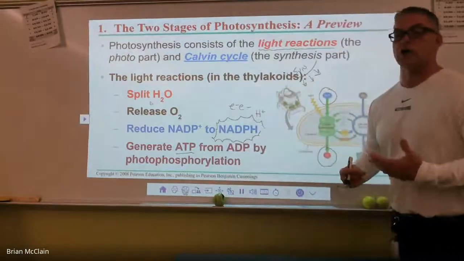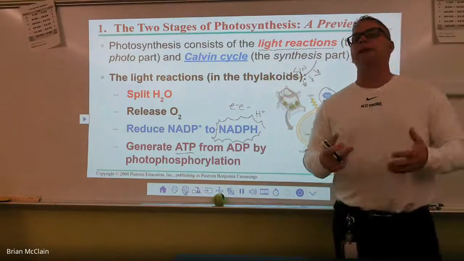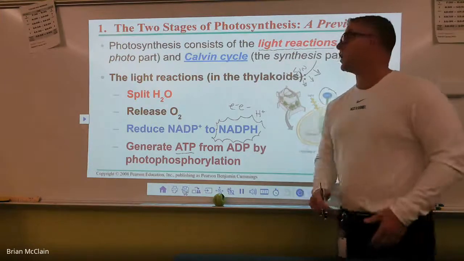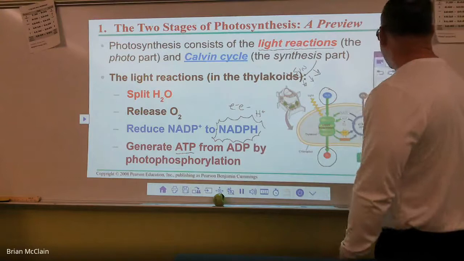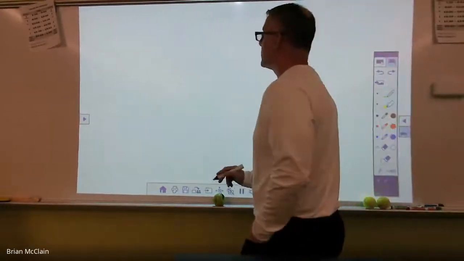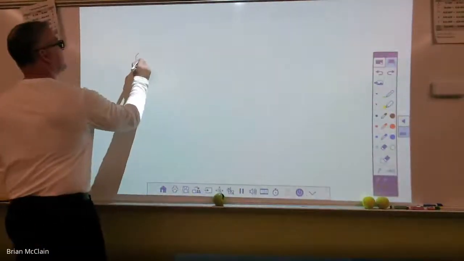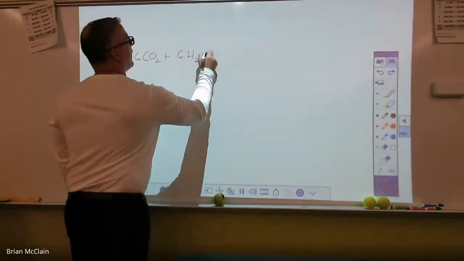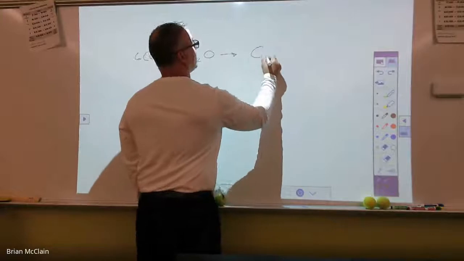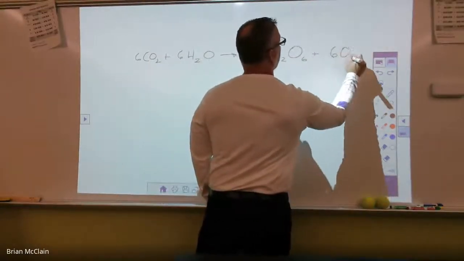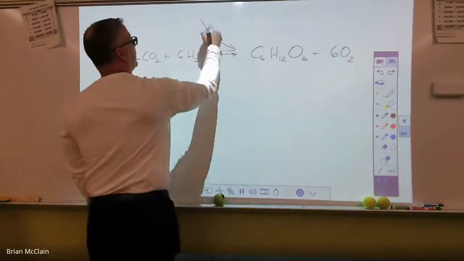So making sugar, if you think about it, we're making C6H12O6. That's an anabolic process. So if we went back to chapter 8 and thought about the energy associated with different types of reactions, we're taking 6 CO2s and 6 waters, and we're going to make a glucose molecule, and we're going to release some oxygen, and obviously we're going to need sunlight.